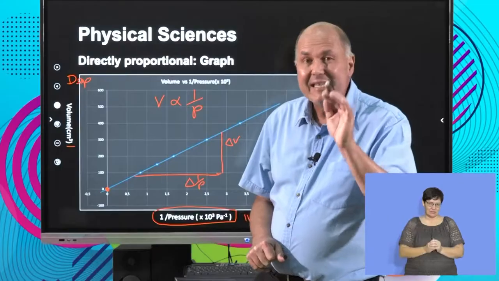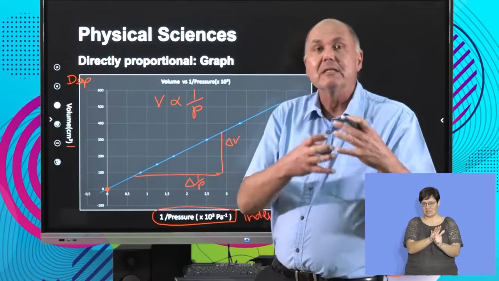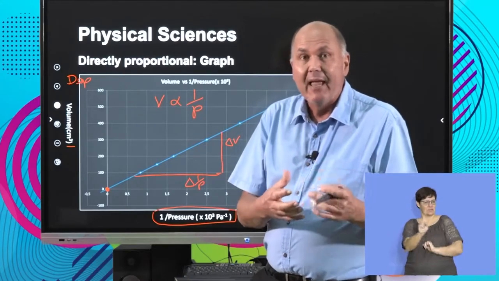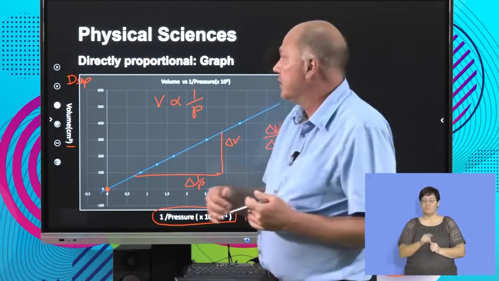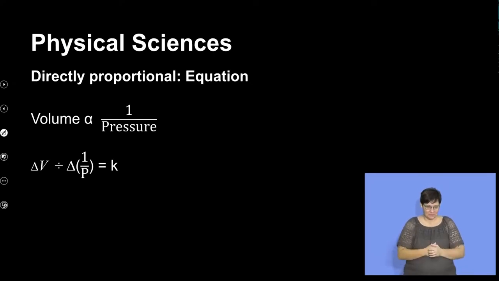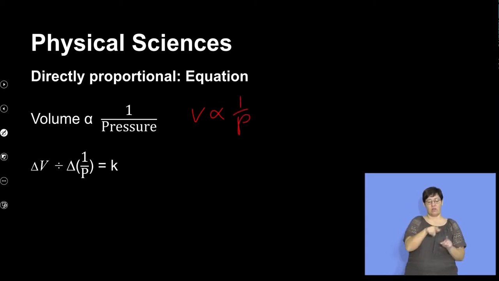Now, let's see the implication of what this gradient is actually representing and how we can use it to find further relationships. So as I've written it in words here, we've written it in symbols previously to say the volume is equal to 1 over pressure.